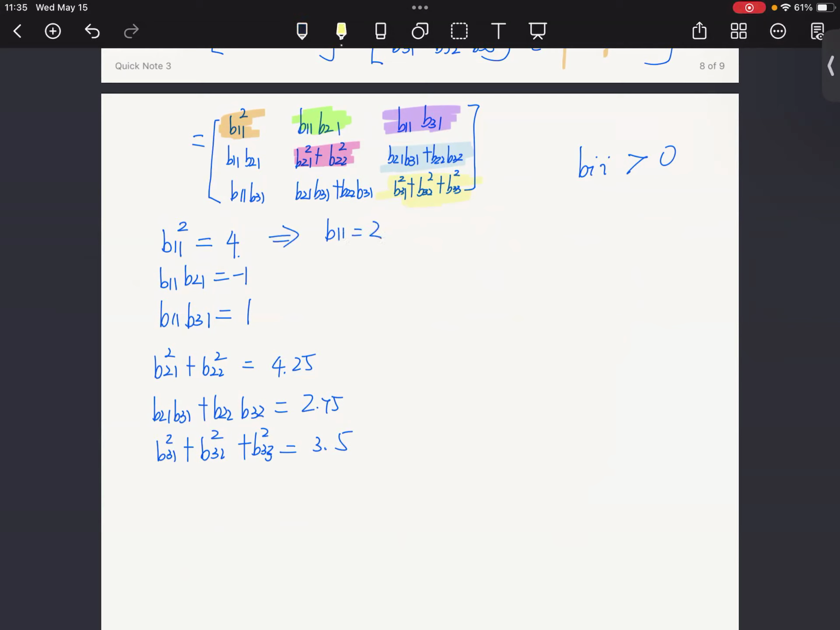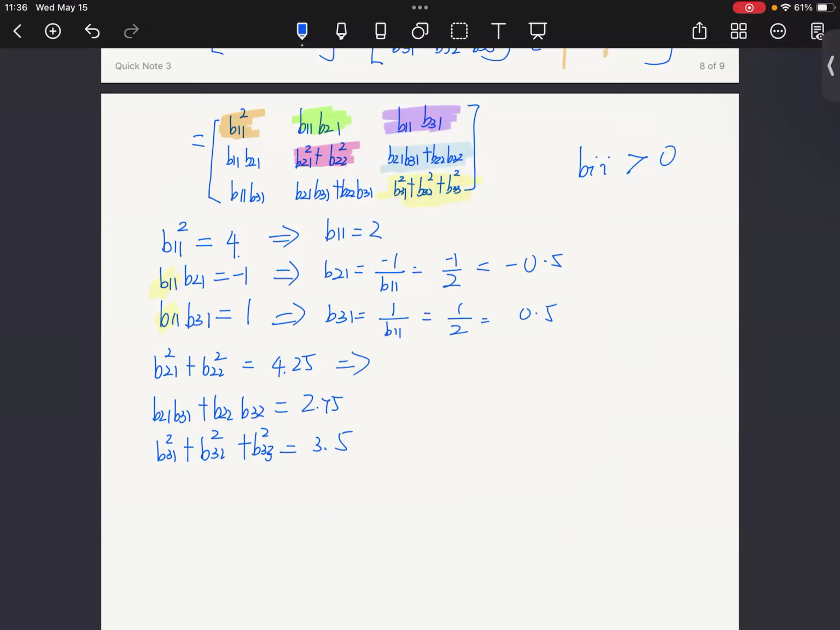And you will see how lucky we are. We already know the B11 for the second expression, which means it's so easy to solve for the B21. It's just the -1 divided by the B11, that's -1 divided by 2, and that is -0.5. And once again, we know the B11, and it's so easy to solve for the B31. And that is 0.5.